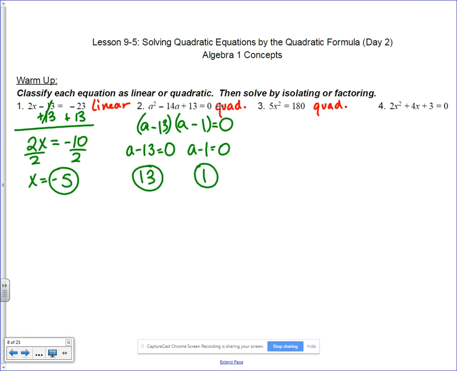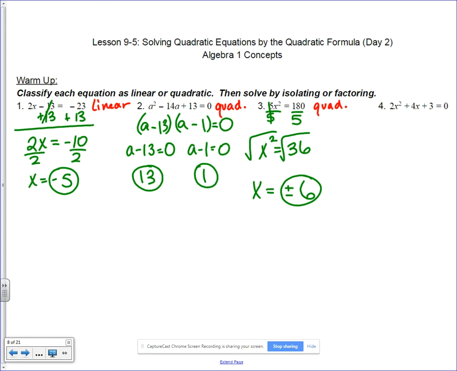No. I'm trying to get the x by itself, so what would you do? Divide it by 5 first. What is 180 divided by 5? 36. And then how am I going to get this squared off of there? Square root it. So what's x? Not just 6. Positive and negative 6. Good. Everybody doing all right? Fair enough?